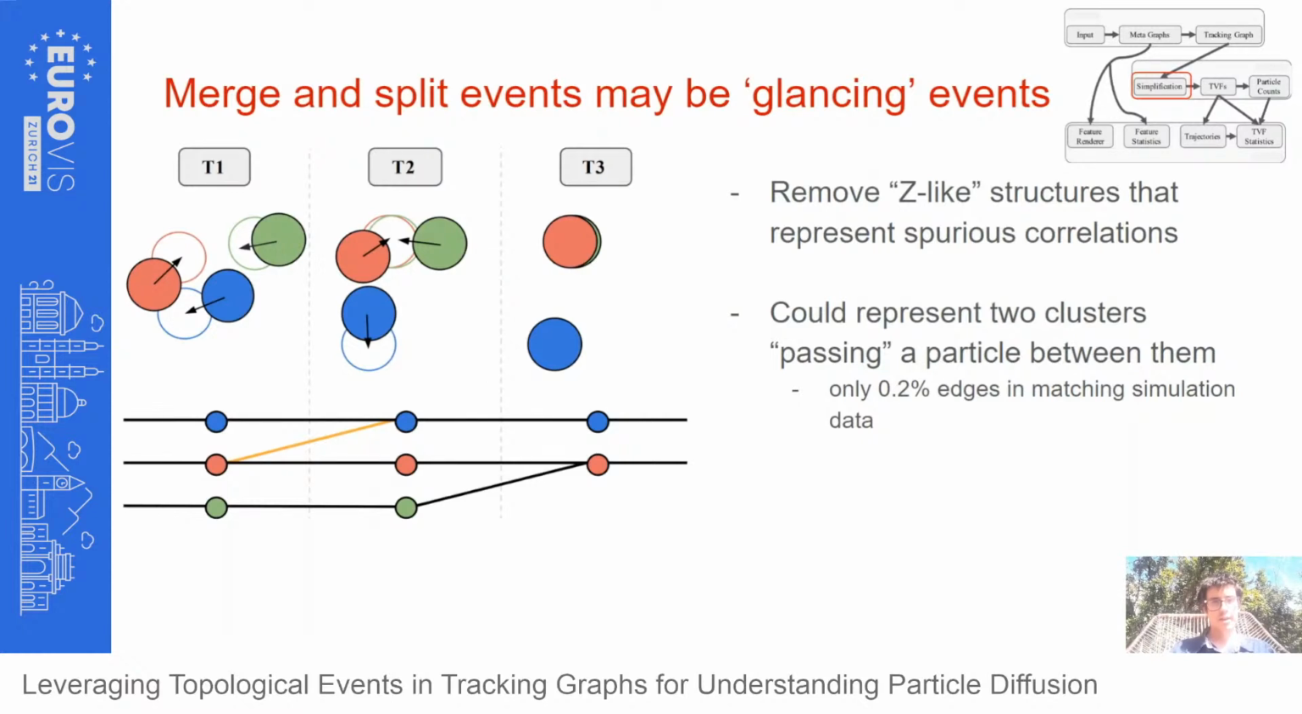I'll note that this structure could also represent one cluster of particles actually passing a particle to another cluster. However, in matching simulation data that I'll talk about towards the end of this talk, we find that this occurs in only 0.2% of these edges that are removed. As a result of this observation, we decided to remove these glancing edges from the tracking graph under this simplification process.